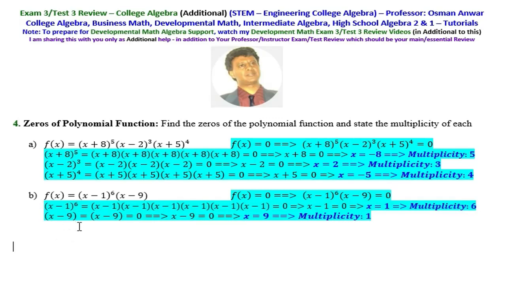x minus 9 equals 0. That means x equals 9. The multiplicity is 1.